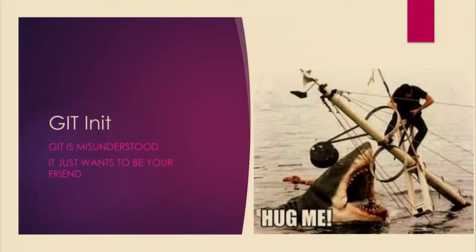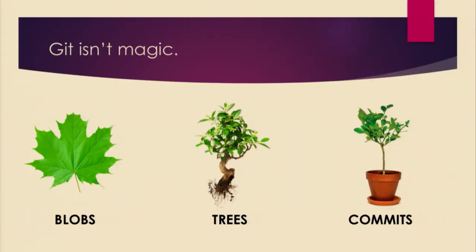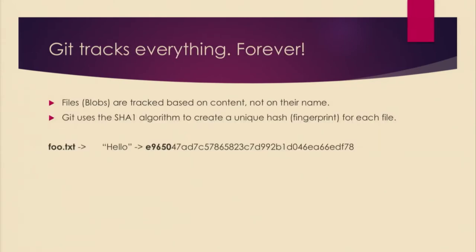All right, let's talk about Git. Right. It's misunderstood. It just wants to be your friend, right? But people see it and they fear it's this really scary thing. So I'm going to help you get over this. Let's start with the magic behind the scenes, right? Git has three things. You have your blobs, you have your trees, and you have your commits. And there's a very specific reason I chose this imagery. So let's get started with blobs.